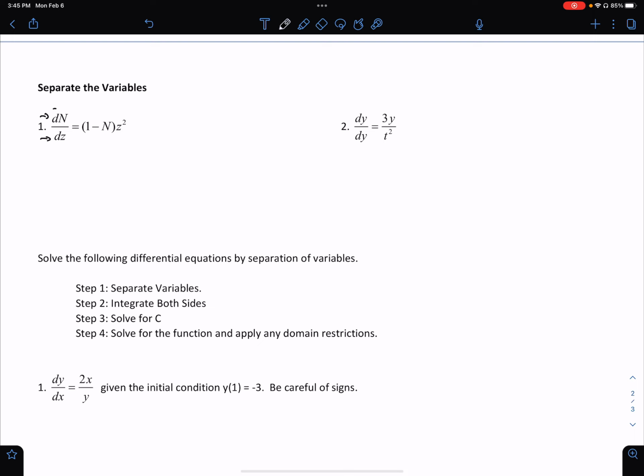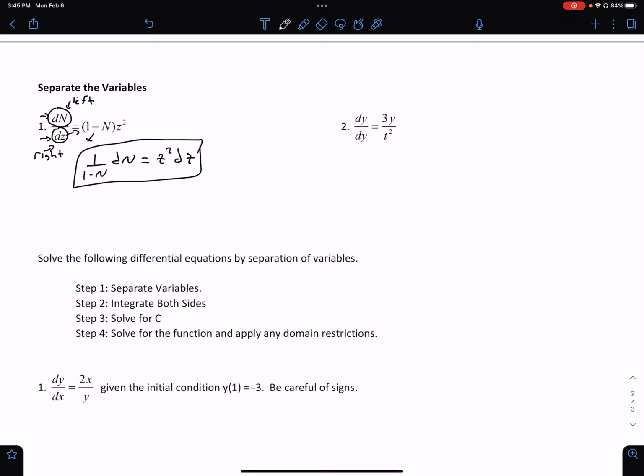Typically, though, we want to leave the dn, the top one, the variable on the top, on the left. And the one with the z, or the bottom one, we're going to move that to the right. So I can do this just by cross multiplying. I'm going to bring this 1 minus n over, and that's going to give me 1 over 1 minus n dn. And that's going to equal, and I'm going to multiply both sides by dz, and that's going to give me z squared dz. We're not going to solve this one just yet, but we will in a few days. So right now, just leave that one alone. That's going to be ugly when we solve it.